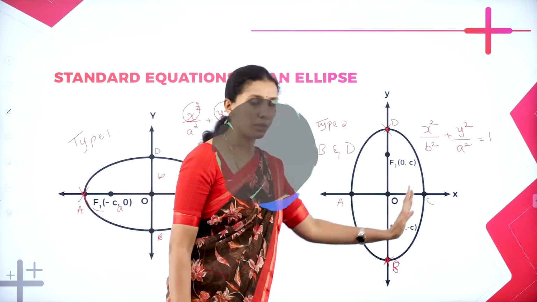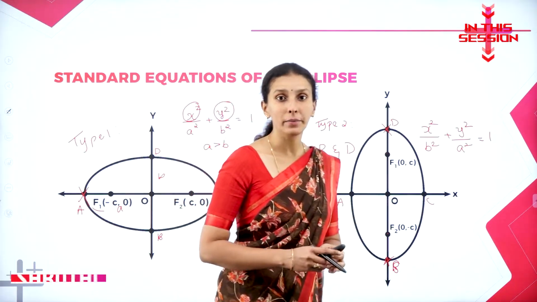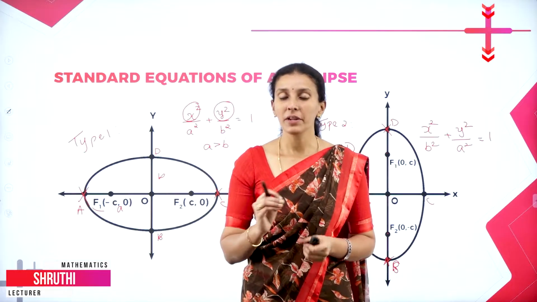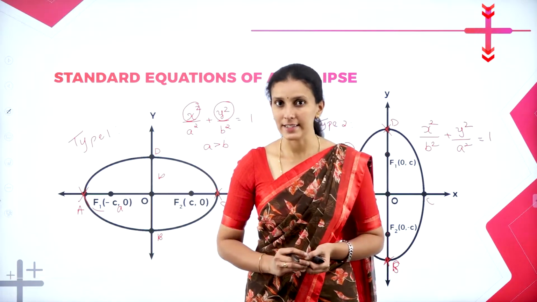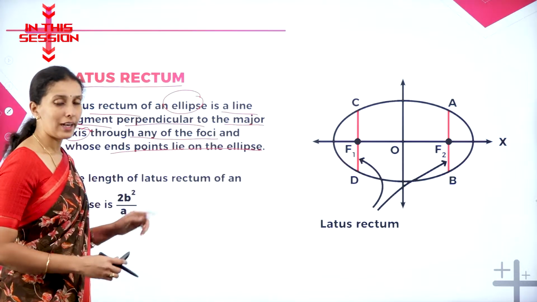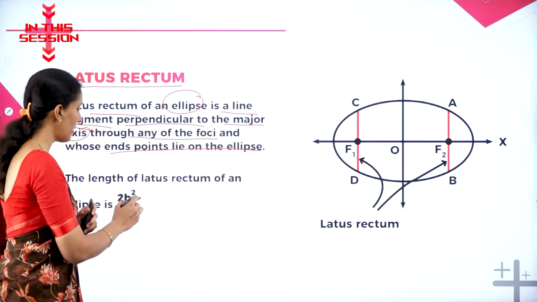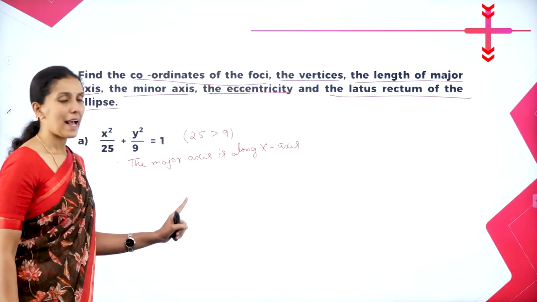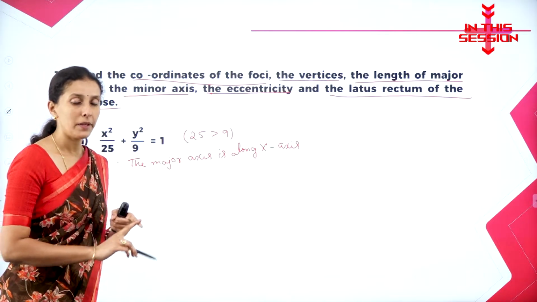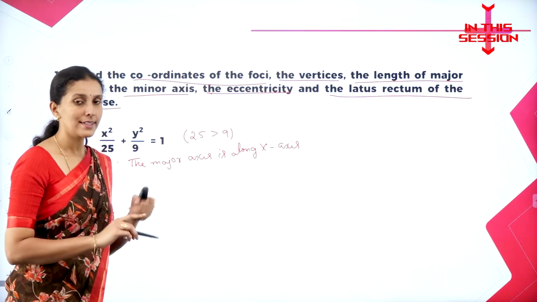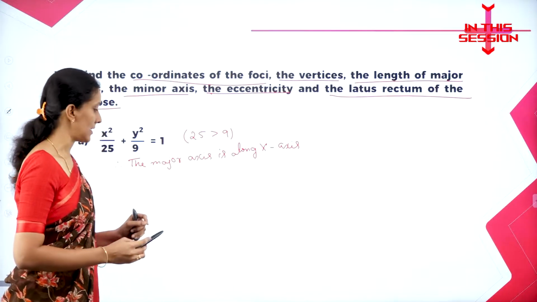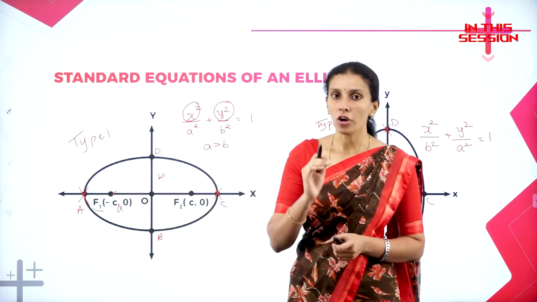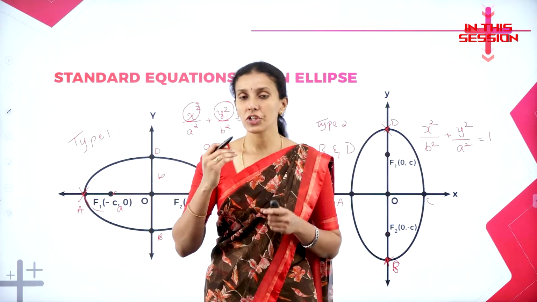The left and right portion, again it is exactly a mirror image to each other. That is, the ellipse is symmetric towards coordinate axis. The length of the latus rectum can be given by the equation 2b square by a. The major axis is along x-axis, that means the focus and the vertices lie on the x-axis. The focus of the ellipse and vertices of the ellipse always lie on the major axis.